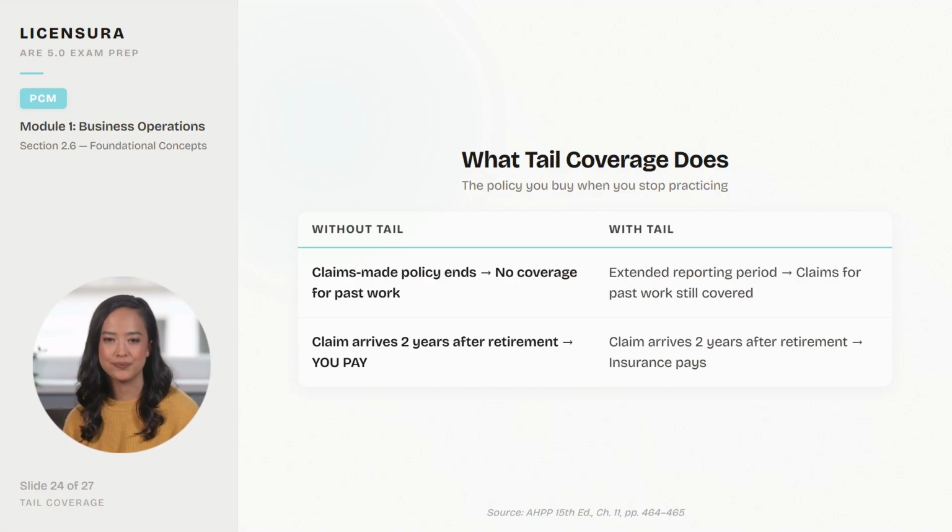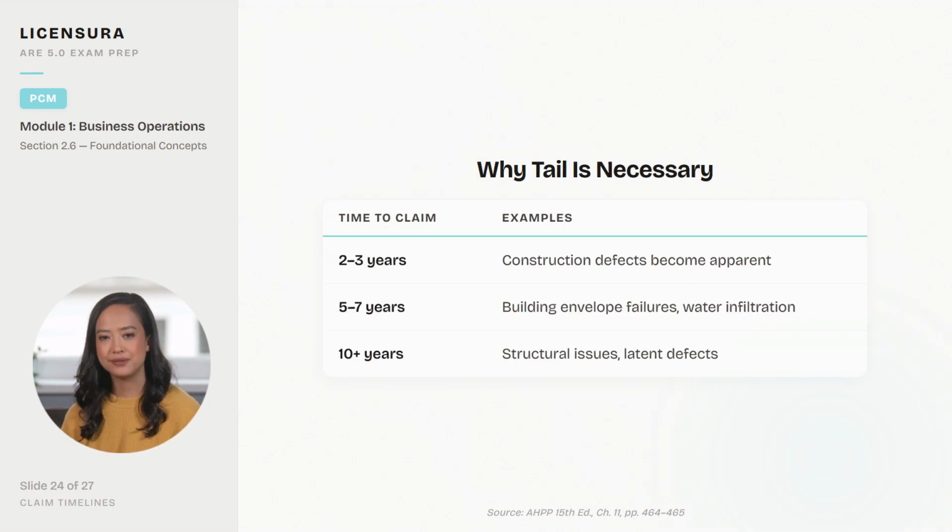Here's how it works. Without tail coverage, your claims-made policy ends and you have no coverage for any of your past work. A claim arrives 2 years after you retire, you pay out of pocket. With tail coverage, you have an extended window to report claims, so your past work is still covered even though you're no longer practicing. A claim arrives 2 years after retirement, the insurance pays.